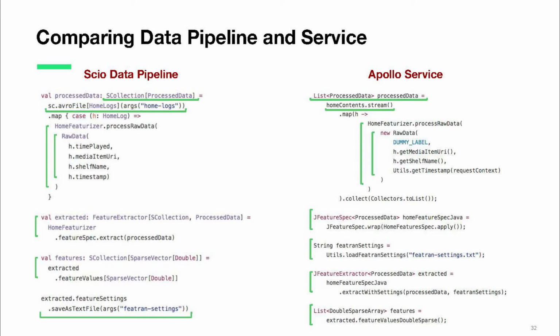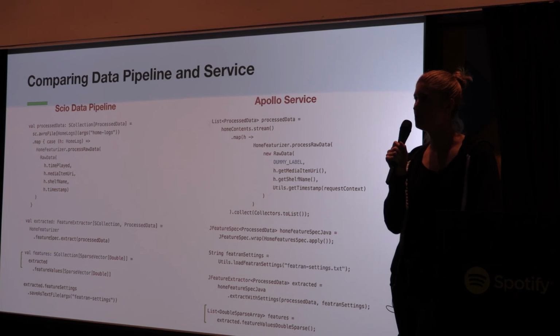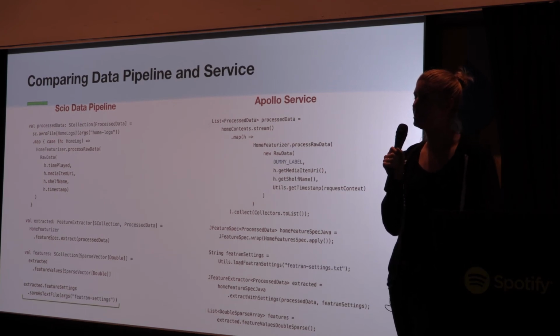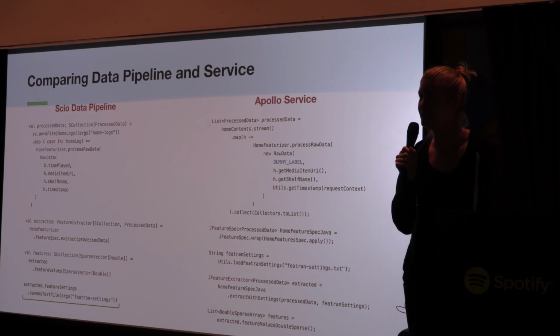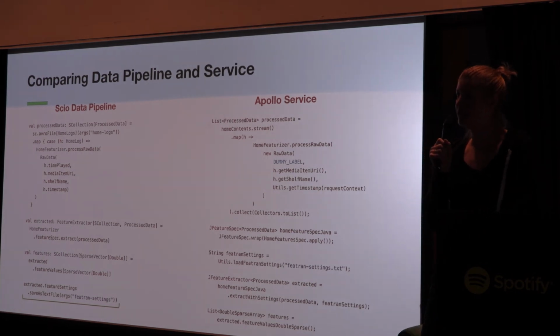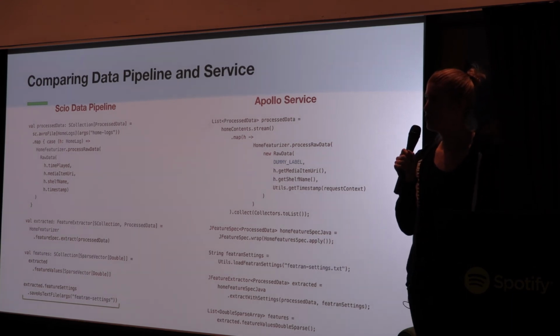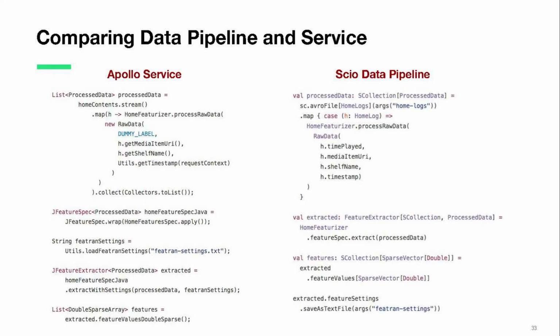And then finally, depending on the final form that you want to use, you get your feature values as either a dense array or a sparse array. And then finally, in just the SHIO data pipeline, the important part there is we always need to save the Featran settings.